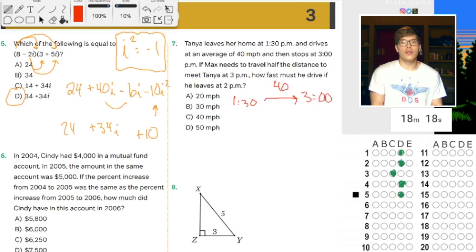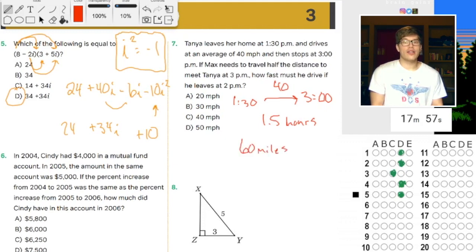Okay, so this is how long? This is an hour and a half. This is 1.5 hours. So how many miles is this? Well, she's going 40 miles an hour. So she'll go 40 miles in the first hour and then 20 miles in a half hour. So this is a total of 60 miles.